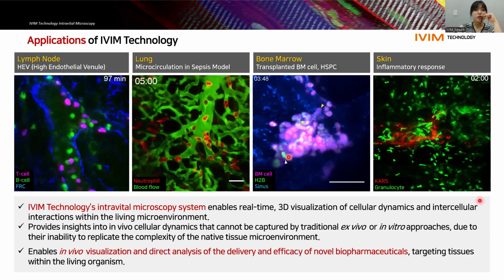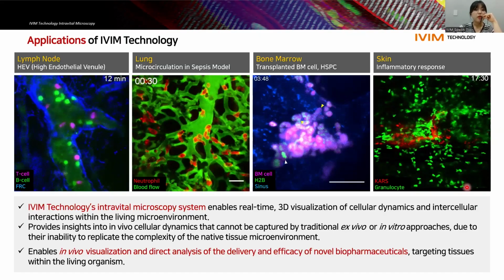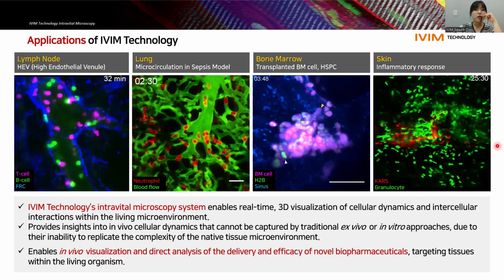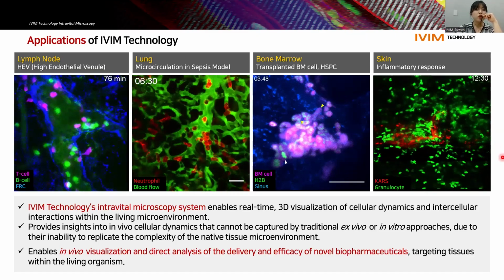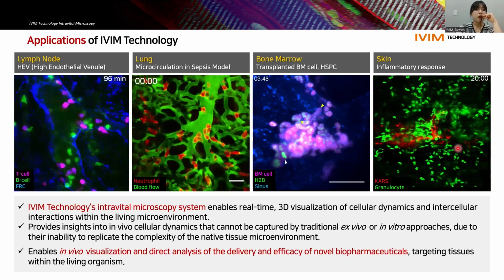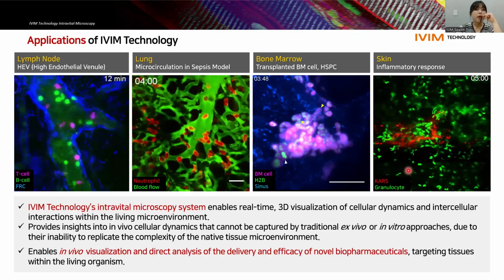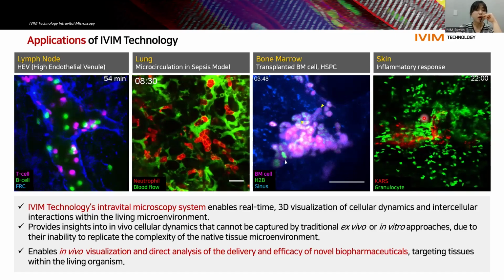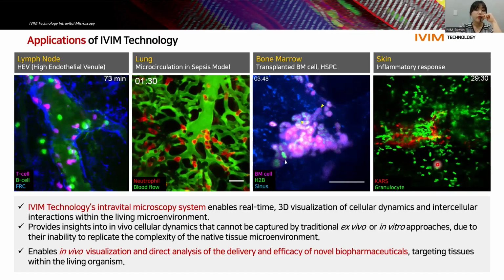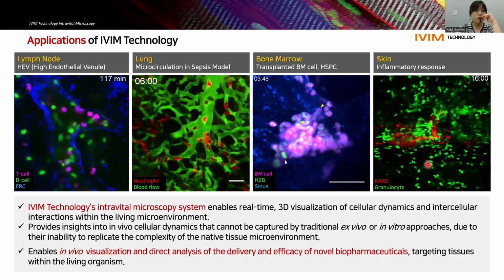Finally, we visualized an immune response in the skin. In the ear skin, we induced inflammation and tracked granulocytes moving toward regions marked by CARS protein. As time progressed, more and more granulocytes gathered around these protein-marked sites, illustrating the progression of the inflammatory response.